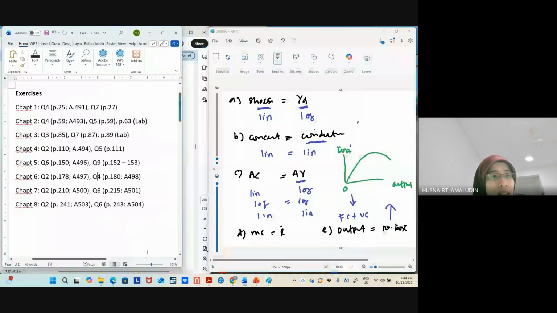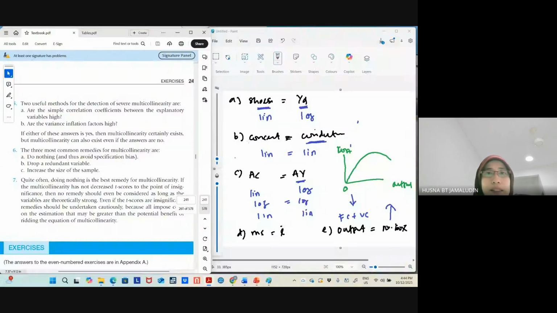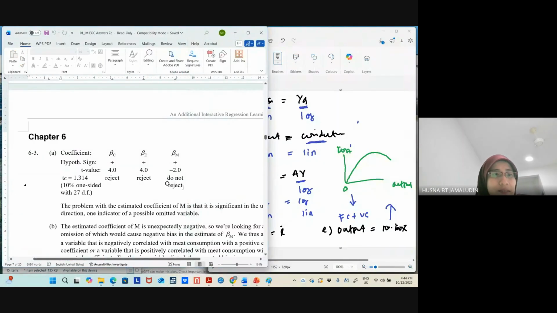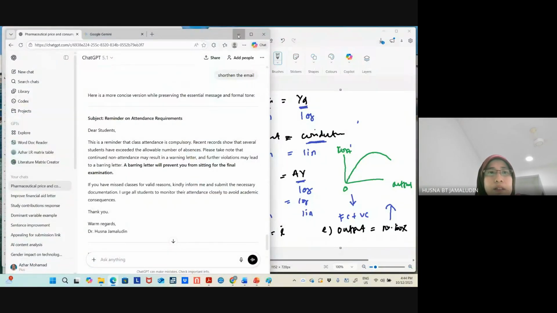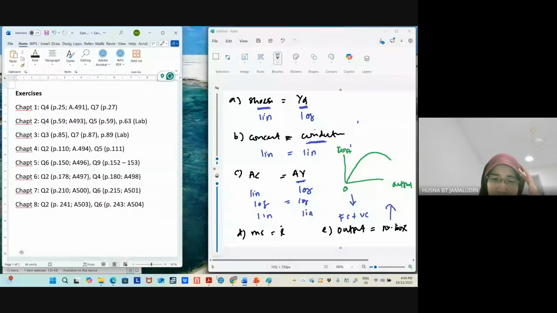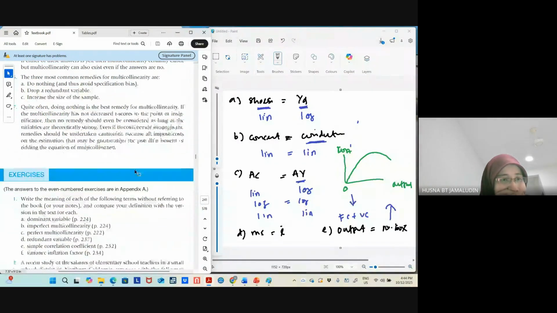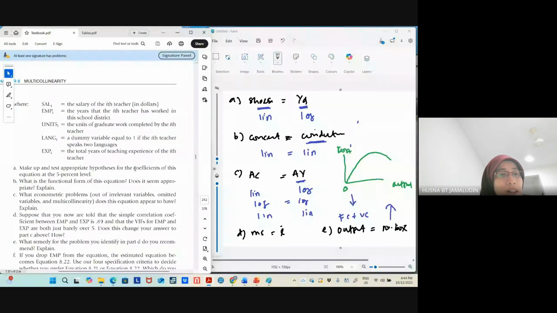Next, page 241. Question? I forgot. Question 2. 241 question. 241, where is the textbook? 241 question 2. Okay.